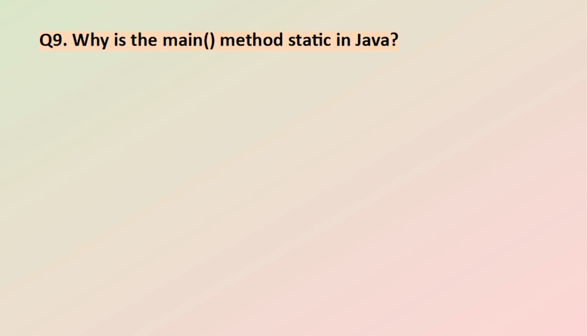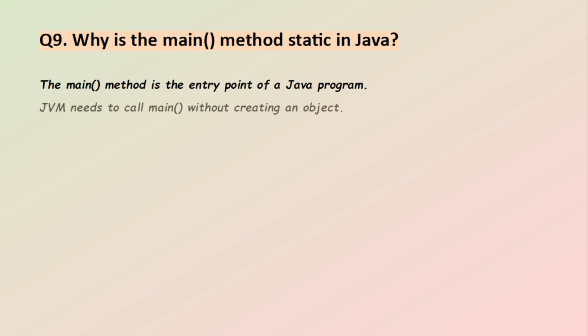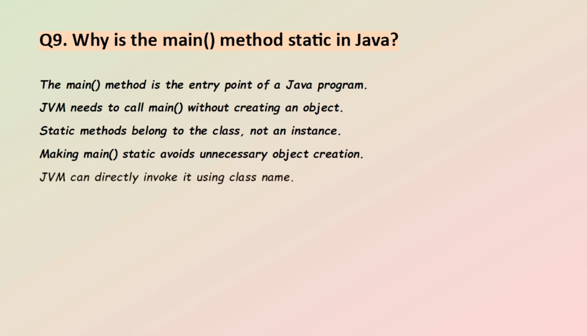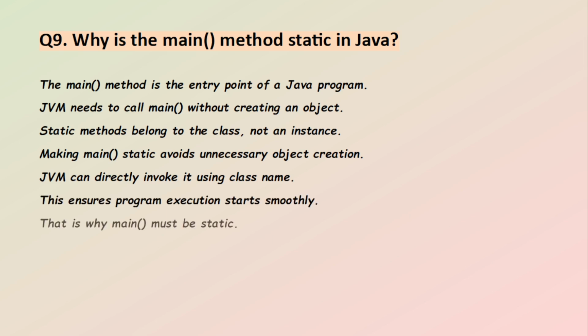Now, why is the main method static in Java? The main method is the entry point of a Java program. The JVM needs to call the main method without creating an object. Static methods belong to the class, not an instance. And making the main method static avoids unnecessary object creation. The JVM can directly invoke it using the class name. This ensures program execution starts smoothly. That's why the main method must be static.